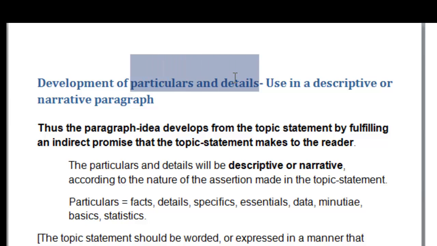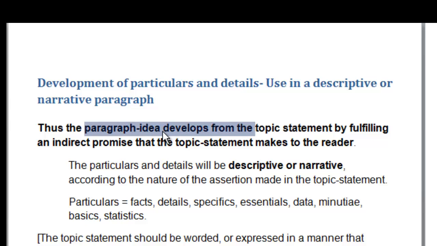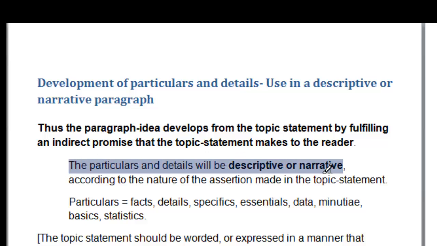When you're dealing with a particulars and details type paragraph, you're going to make a topic sentence that's going to point to the fact that you're going to develop that paragraph by giving particulars and details to support your topic statement. The idea develops by an indirect promise that the topic statement actually makes to the reader by the way it's worded. The particulars and details, as we stated, would be descriptive or narrative, and whether it's descriptive or narrative will depend upon the assertion that you make in the topic statement.